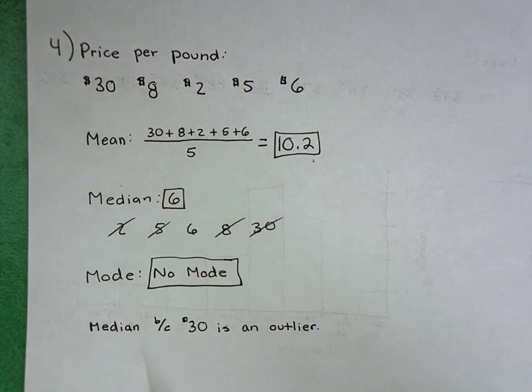Because it's so high, it kind of drags your mean high. It skews your answers. And so we don't really want to use our mean because it's not accurate. It's higher than most of our data. And so we would use our median in this case.